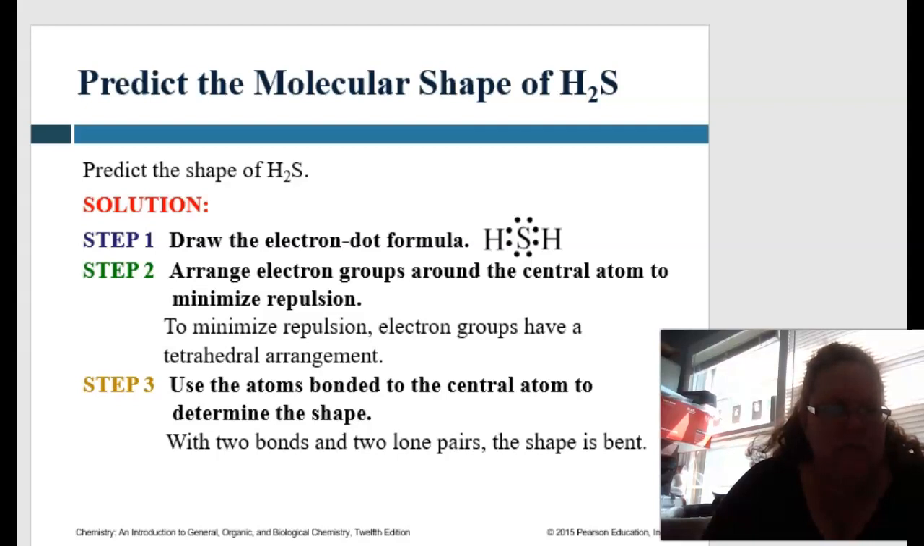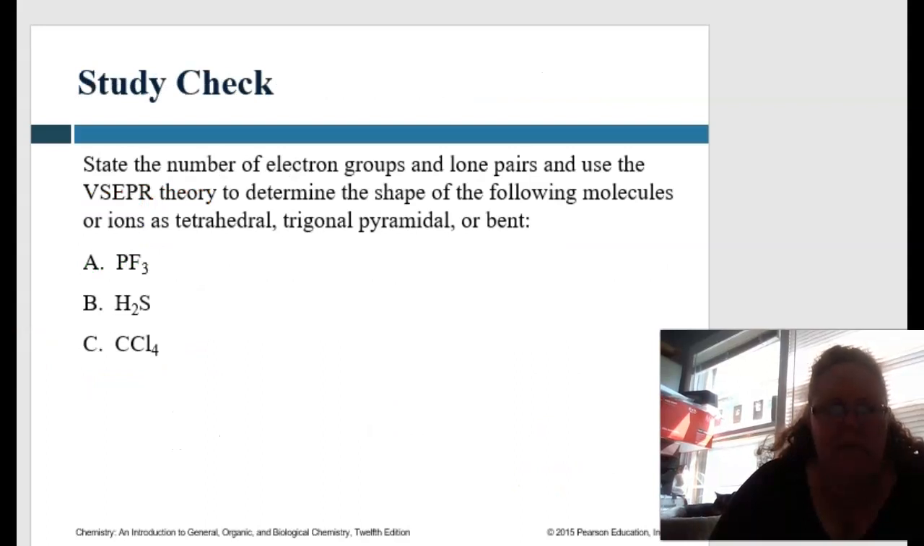So let's predict the shape of H2S. So let's draw that electron dot formula. Let's arrange the electron groups around that central atom to minimize repulsion. So to minimize the repulsion, the electron groups have to have a tetrahedral arrangement. And then we're going to use the atoms bonded to the central atom to determine the shape. So with 2 bonds and 2 lone pairs, the shape is going to be bent.